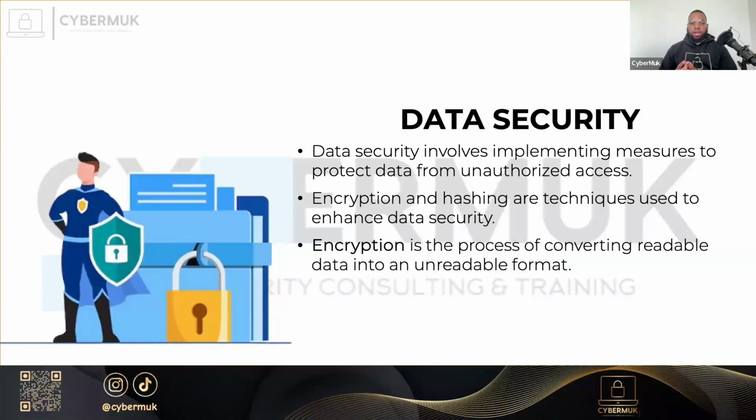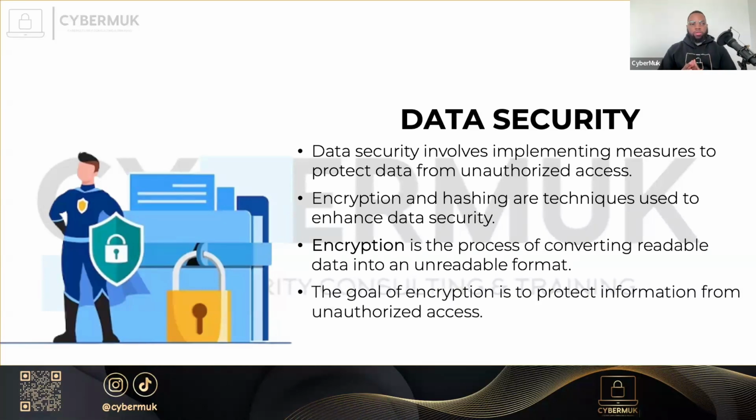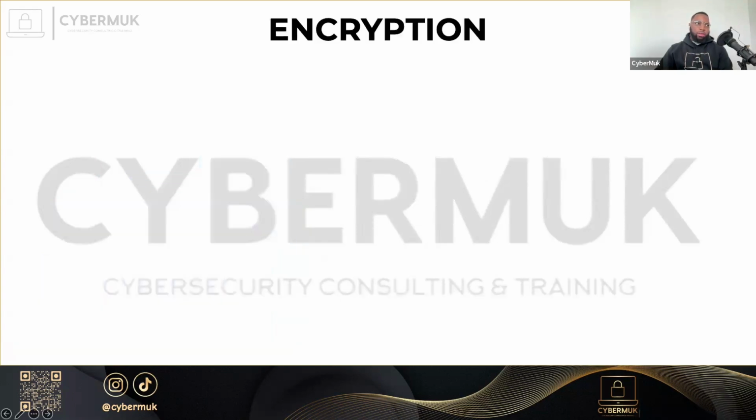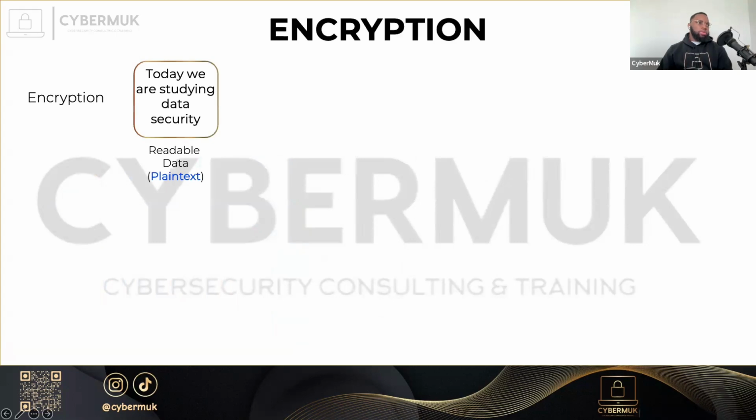Encryption is converting data into an unreadable format. The goal is to protect information from unauthorized access. So you have the data right here, you're transferring it to another person. While it's being transferred, it's encrypted so that the person at the other end can read it, but no one else on the internet can read it. This is how encryption works.